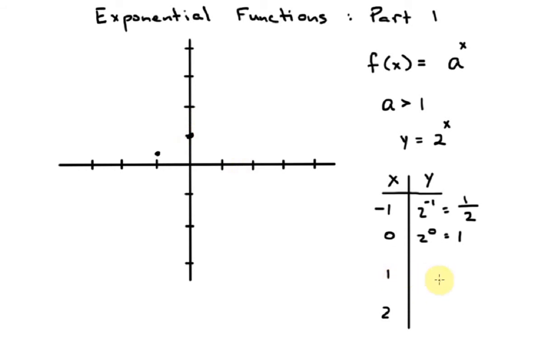If I plug in a 1, that's going to be 2 to the 1, which is 2. So 1 corresponds to 2. And finally, if I plug in a 2, I'm going to have 2 squared, which is 4. So right on the outer edge of my little grid here. So there we have it.